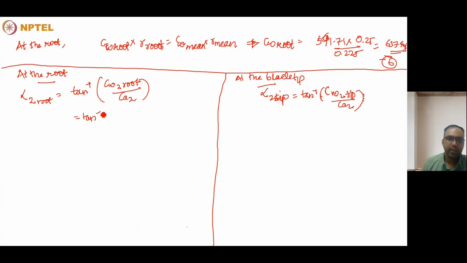So we have calculated the root tangential component, whirl component, is equal to 657.45.